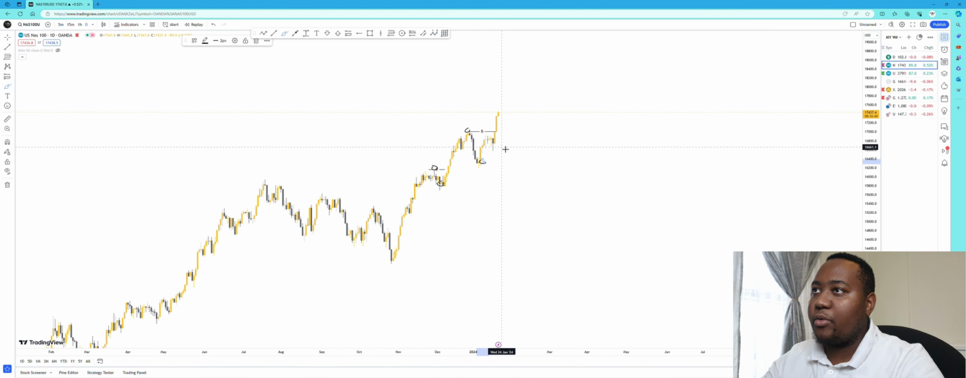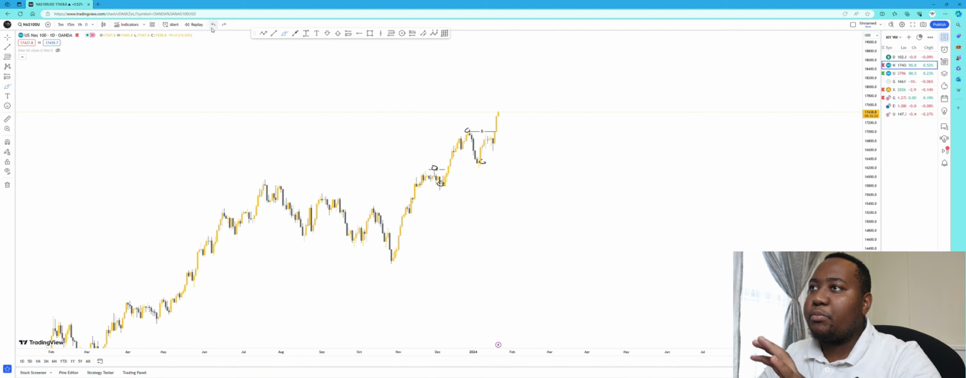So structure has been broken, and of course I want to draw attention to the previous higher low here that actually facilitated the move to the upside that broke this last higher high. Okay, that's what I want to talk about now. But before I talk to you about that, what do you do?